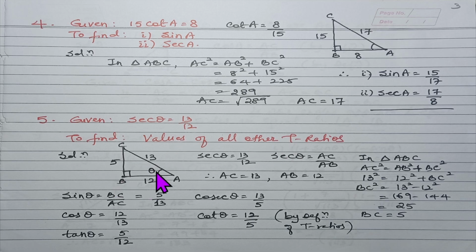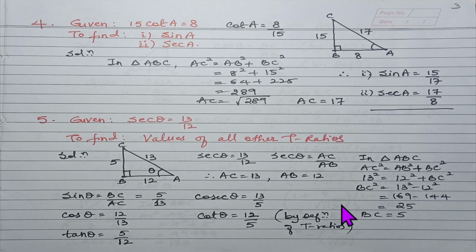So let us start with sin theta. Sin theta is BC by AC, therefore it is 5 by 13, and cos theta will be AB by AC, therefore it will be 12 by 13. Tan theta will be BC by AB, therefore it is 5 by 12. Sec theta is already given to us. Cosec theta will be the reciprocal of sin, therefore 13 by 5. Cot theta is the reciprocal of tan, it is 12 by 5. So that is how we have found the values of the 5 trigonometric ratios.